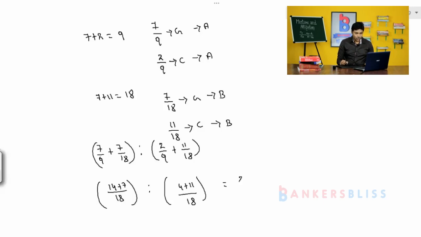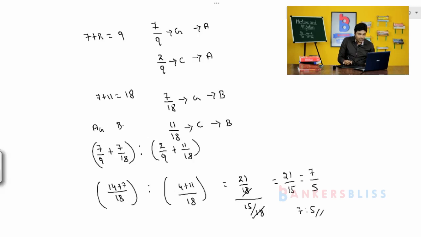So which is equal to 21 by 18 whole divided by 15 by 18. So 18 gets cancelled. So 21 by 15. How much are you going to get? 3 7s are 21, 3 5s are 15. Ultimate answer is 7:5. So what we did? We added gold of A and B, and we added copper of A and copper of B. Only that thing we did, we got the new ratio, that is 7:5. So your answer is C, that is 7:5.